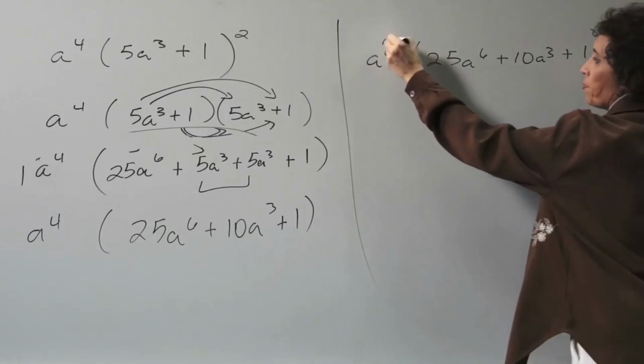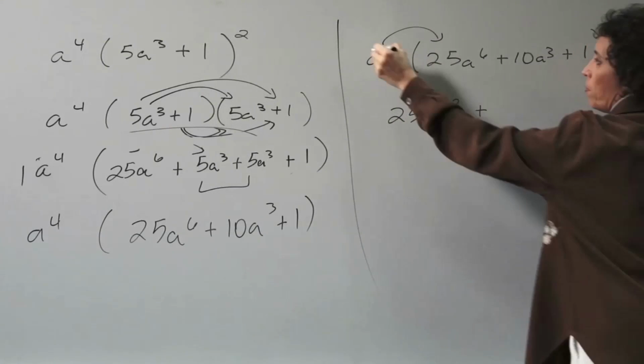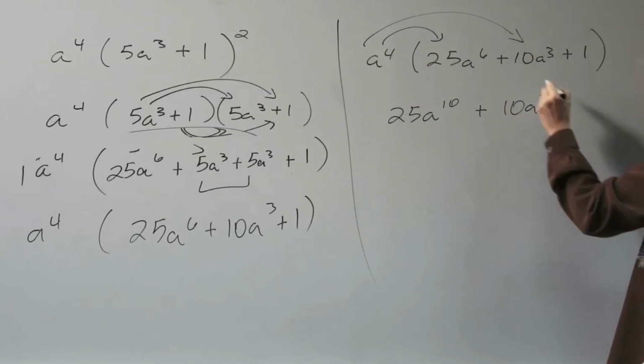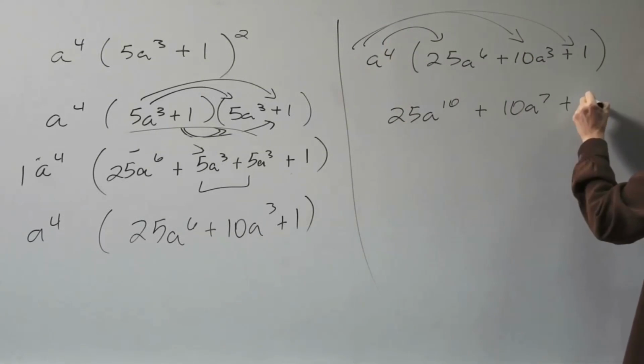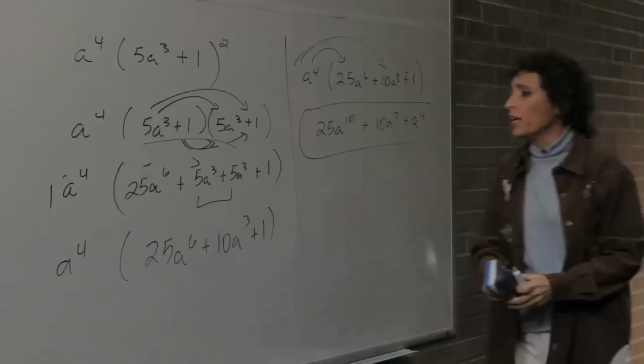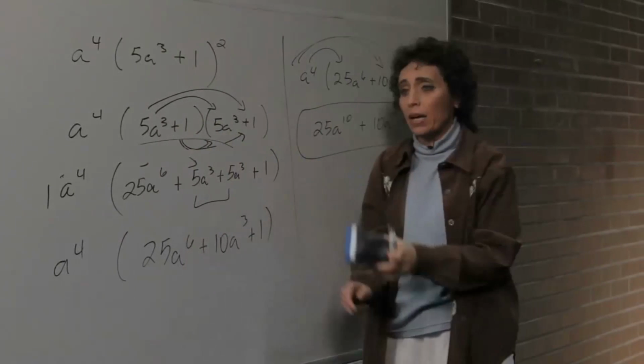Okay, here we go. 25a to the 10th plus 10a to the 7th plus a to the 4th. There's no like terms. I am done. So that's that problem. It's up to you. I chose to multiply these two first. Did it matter? No. I just like that method.